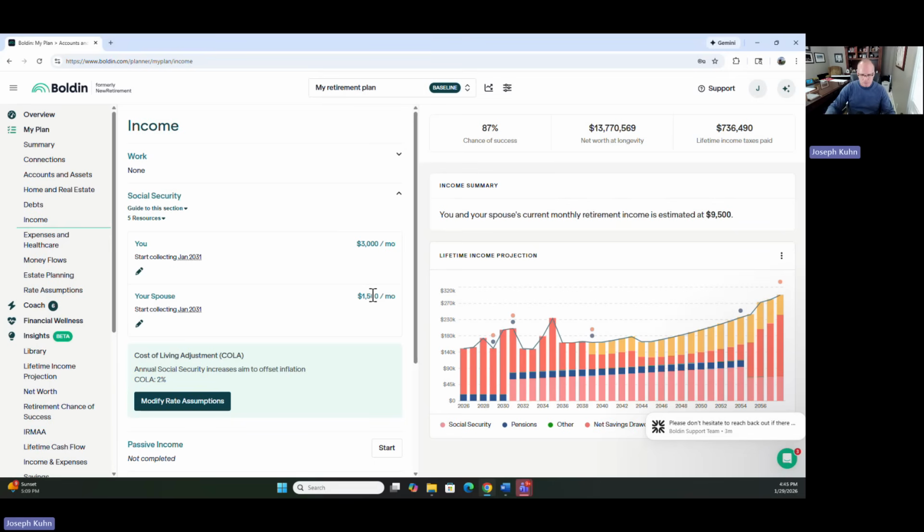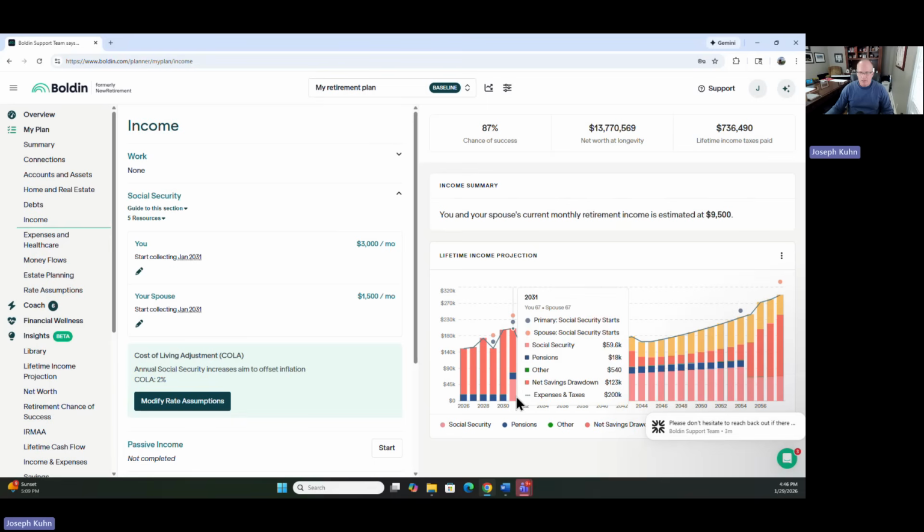What's that? 54,000? 4,500 times 12. Small calculator. 4,500 times 12. $54,000. $54,000 a year. Sorry, I wanted to convert that to years. 4,500 a month, 12 months, $54,000 a year.